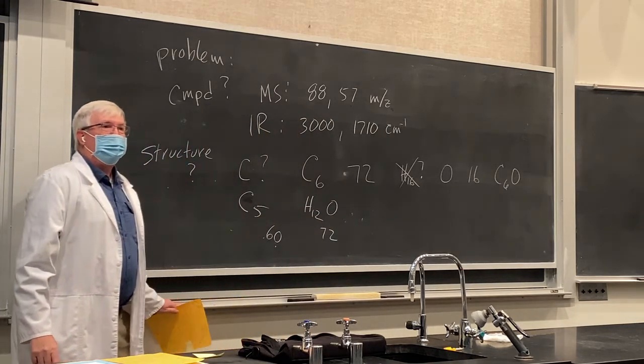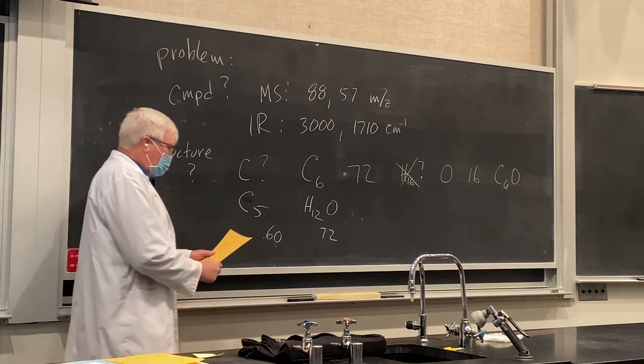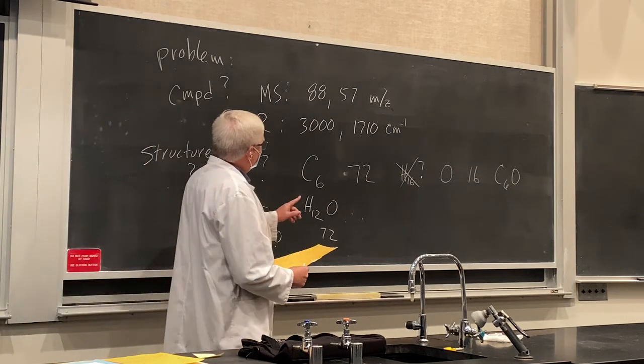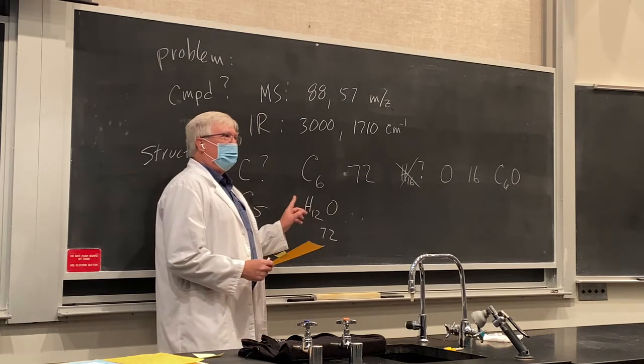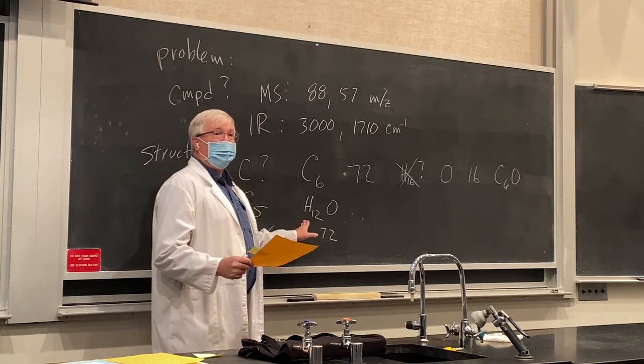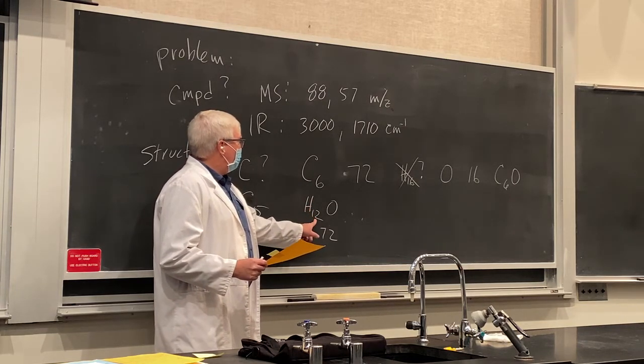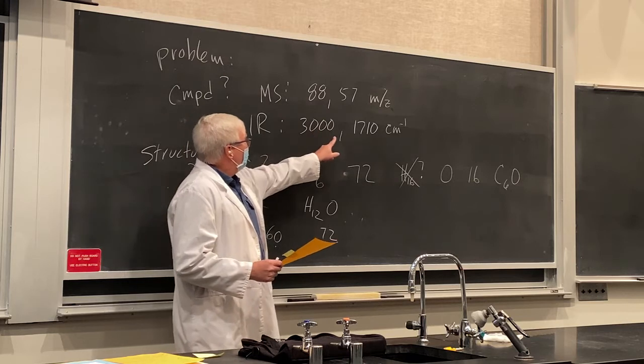C5H12O. That could work, couldn't it? Okay. But let's see here. We have a problem, and anybody see the problem here? We have the maximum amount of hydrogens. We're okay there. Okay, there are structures like this. But what's the problem here? If this is the max here, what do we need to account for here?